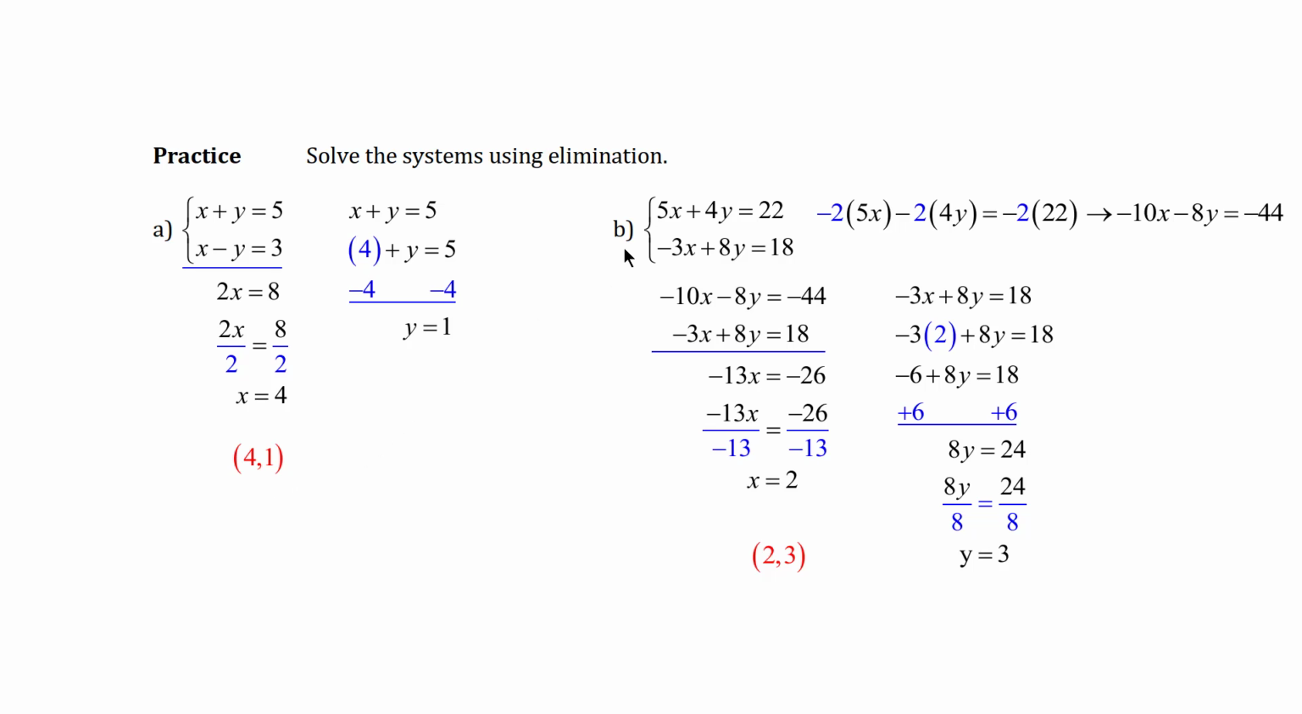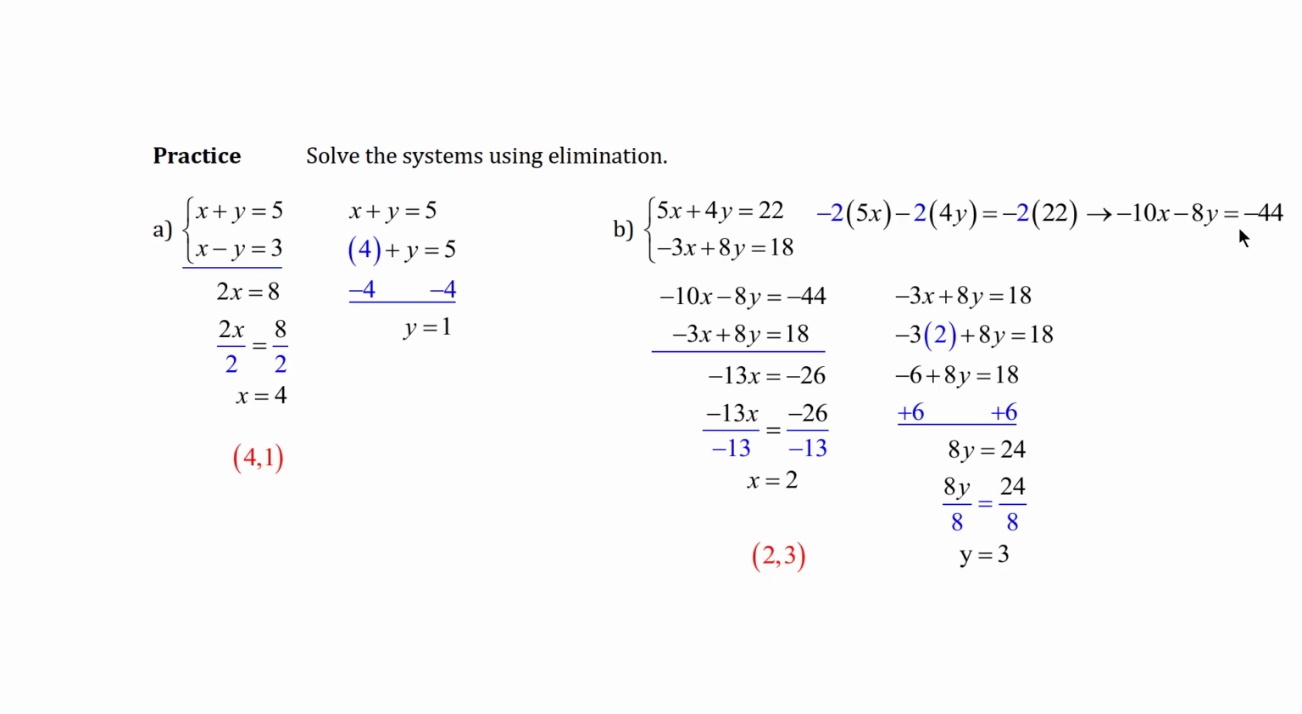Moving on to part B, you can see that both equations are written in standard form, and the easiest variable to eliminate would be the y. We have 8 and 4 as the coefficients of the y variable. The LCM, or least common multiple, between 8 and 4 is 8, so we only need to change the 4y in the top equation to negative 8y. To do this, we just multiply the top equation by negative 2. We get negative 2 times 5x minus 2 times 4y equals negative 2 times 22. The result after doing the multiplication is negative 10x minus 8y equals negative 44.